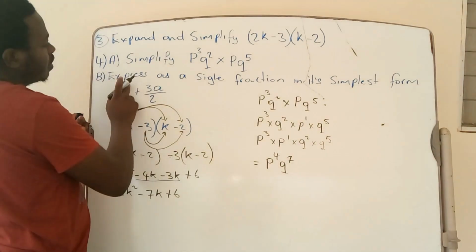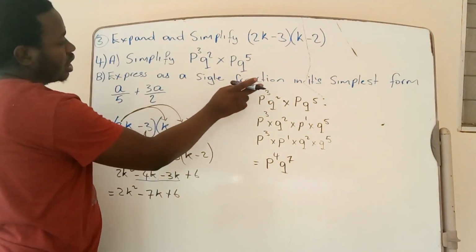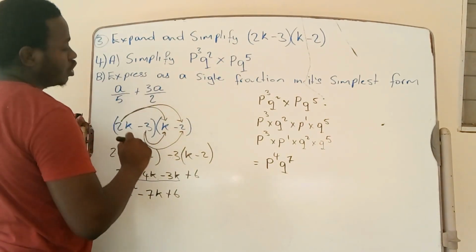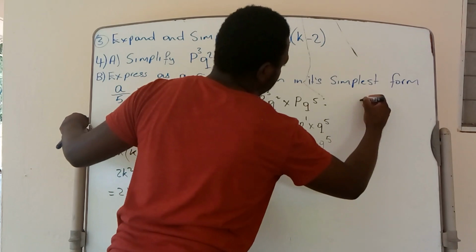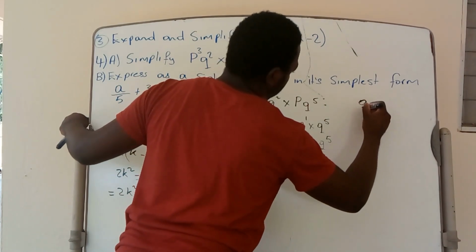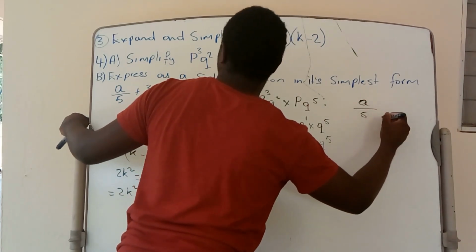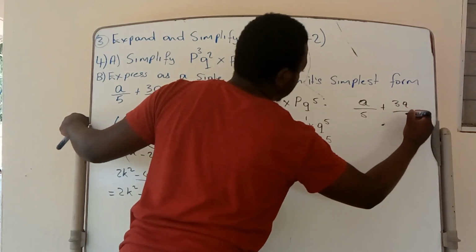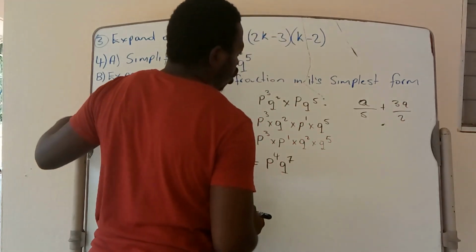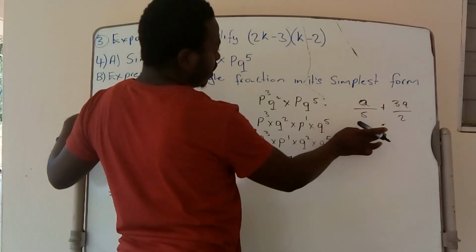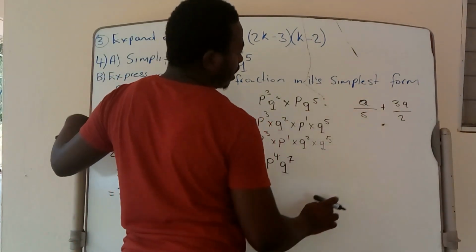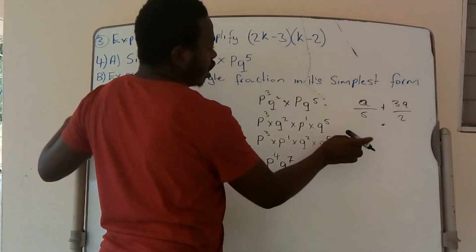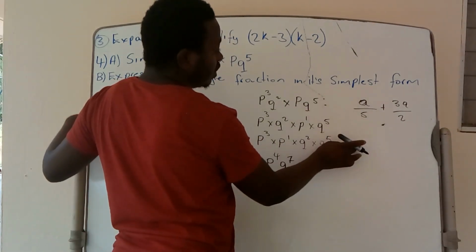Part B. Express as a single fraction in its simplest form, a over 5 plus 3a over 2. So we have a divided by 5 plus 3a divided by 2. Now one way you can do this problem is to find a common denominator. Or what we can do is to use equivalent fractions to solve this.